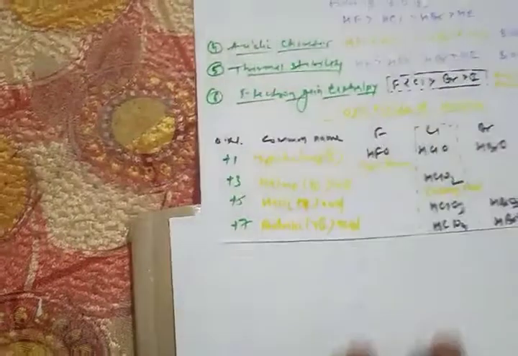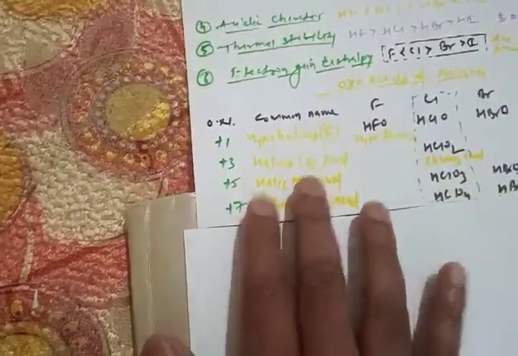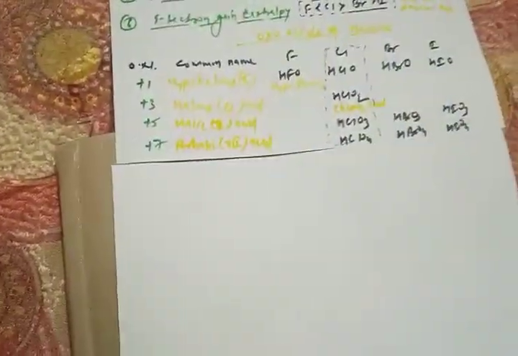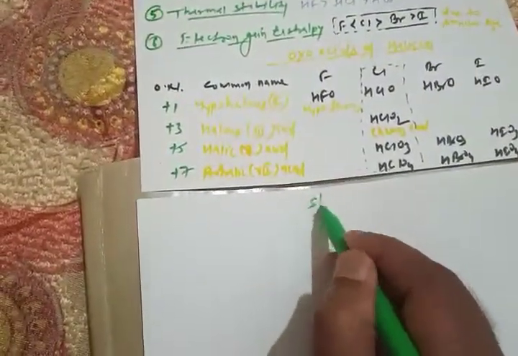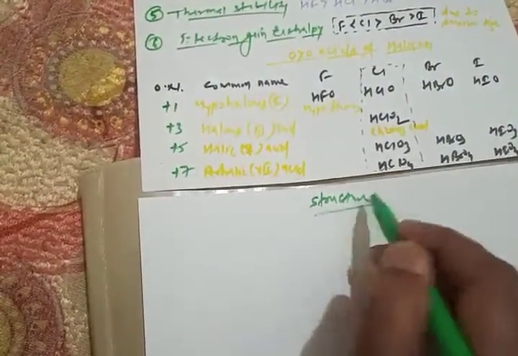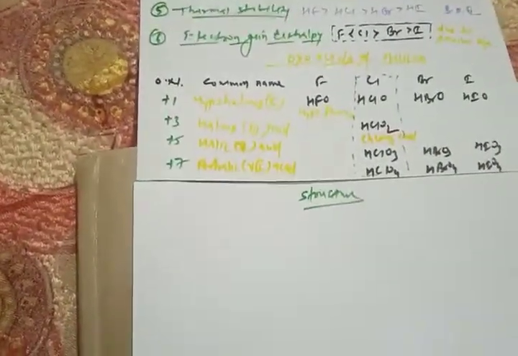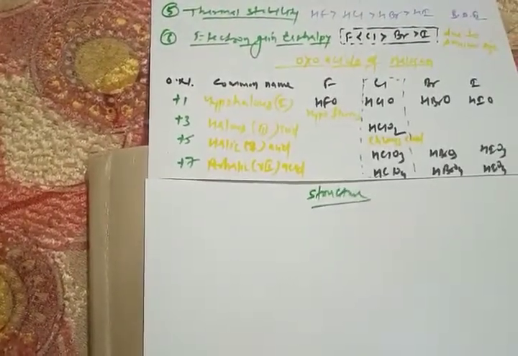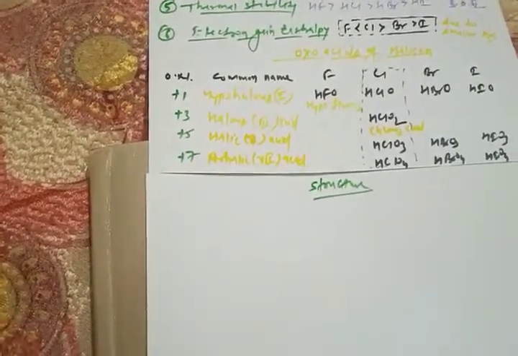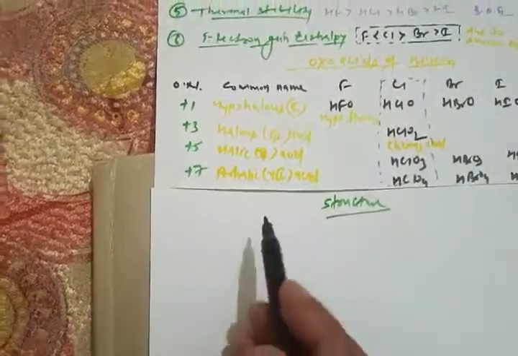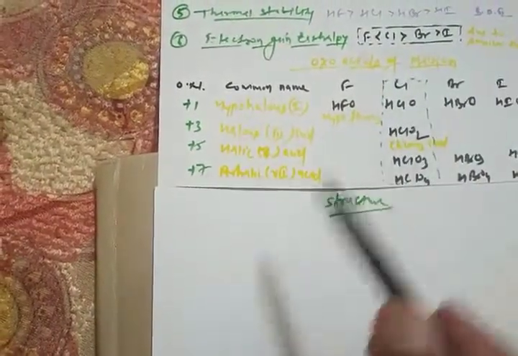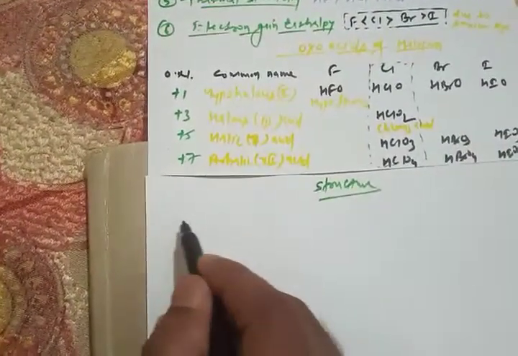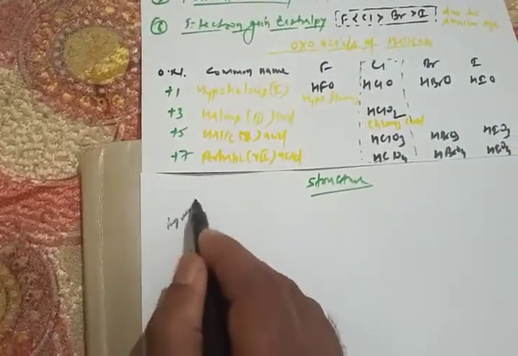So the structure of, as per your syllabus, we will discuss only the oxoacids of chlorine. Okay, so here we have the very first structure, and that is HClO. So we will draw the structure like this, HOCl.